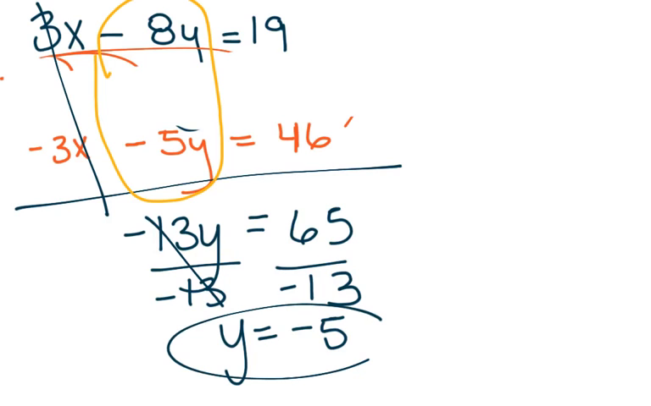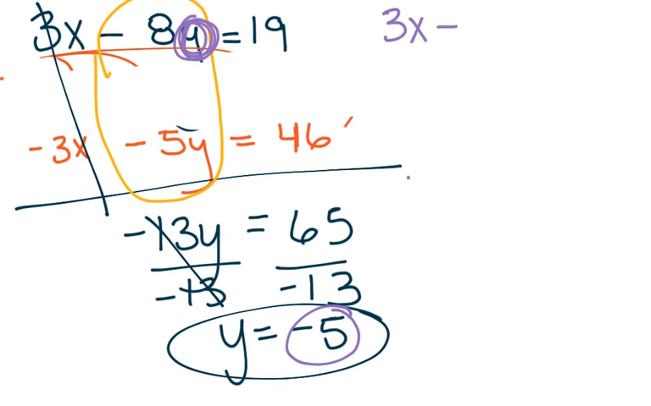Okay? So that's y. But I got to go back and find x. And remember what we said. You got to plug it in to one of the equations. Doesn't matter which one. I'm going to go with the top one. And let's use purple, a different color. So I'm going to take this -5 and plug it in for y in this equation. So I'll rewrite it.